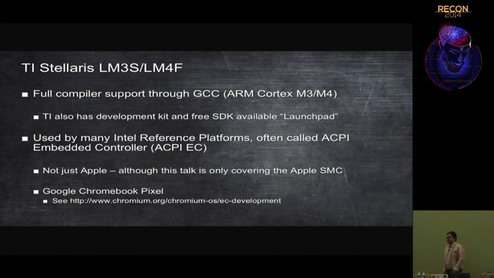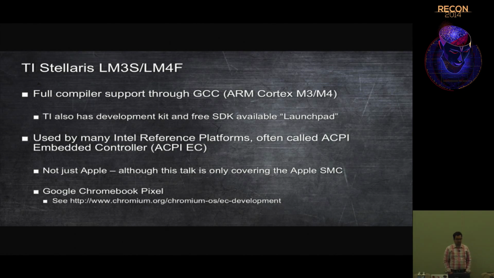So to actually compile code against this, you can use GCC. It's a standard ARM Cortex M4 core, so you just target the M4, and you can build on this. TI even has a free evaluation kit and an SDK they call the Launchpad. And it's actually only $12. So you can go on TI's website and get the physical board that has not exactly the SMC chip, but a very similar one. Basically, same processor, same memory map, and you can use that to basically play around, write some code, etc.